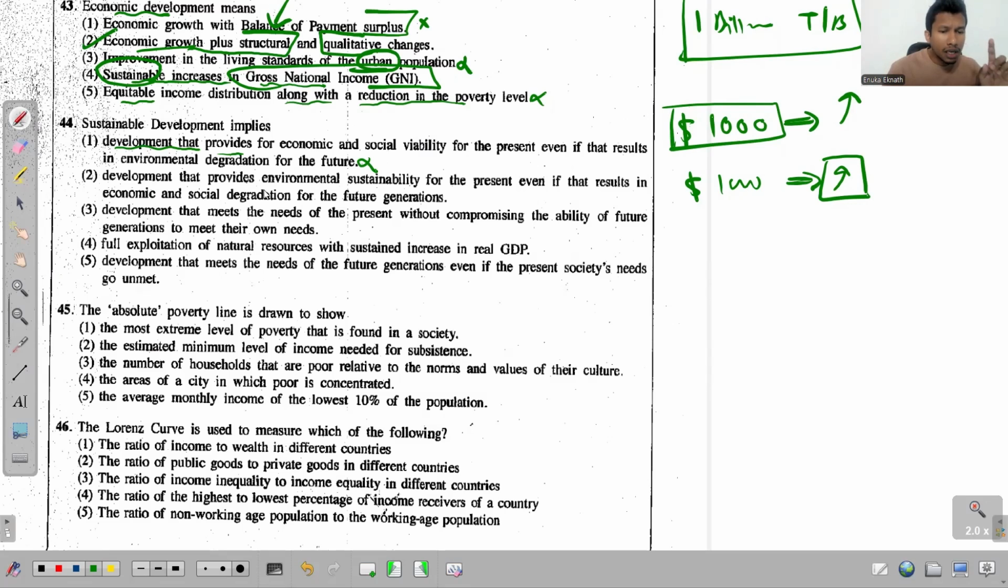Second one, development that provides environmental sustainability for the present, even if it results in economic and social degradation for the future generations, which is again not true. Because I told you, sustainable development focuses more on the resource availability for future generations. Third one says development that meets the needs of the present without compromising the ability of future generations to meet their own needs. 100% true. That is where we focus in sustainable development.